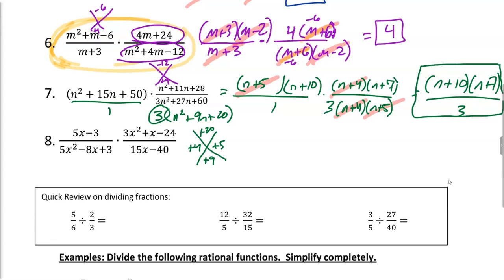So if I were to graph this and this, it would be the exact same graph. The only difference would be there's a bunch of little holes in it. But it's the same thing. It's pretty cool, actually.